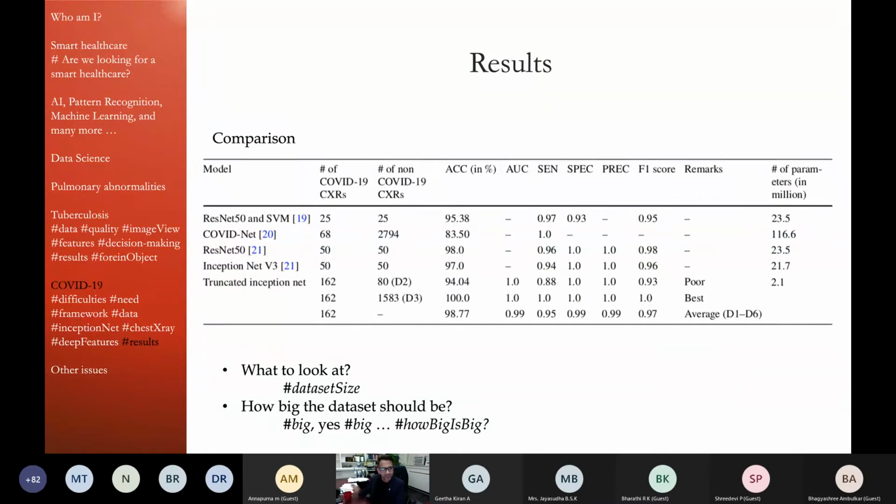And here's the thing. Some time ago, in April 2020, people started doing COVID-19 with 25 images, then 68, then 50 and 50, and then 162. That's our data. Then we just compare with each other. Then we never figure out how big is big, by the way. How big is big in amazing tools for COVID-19?